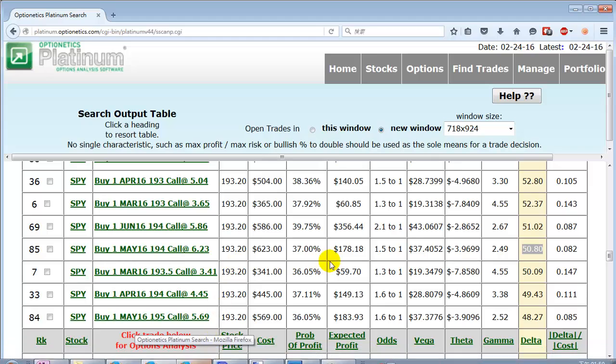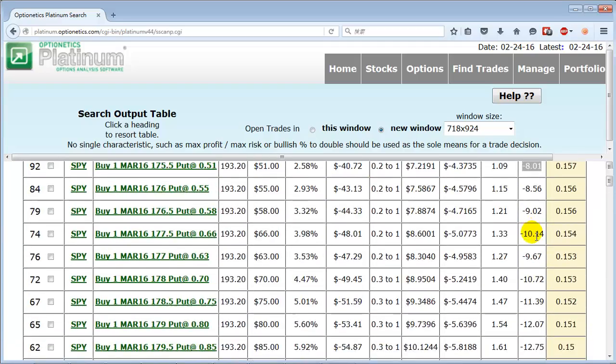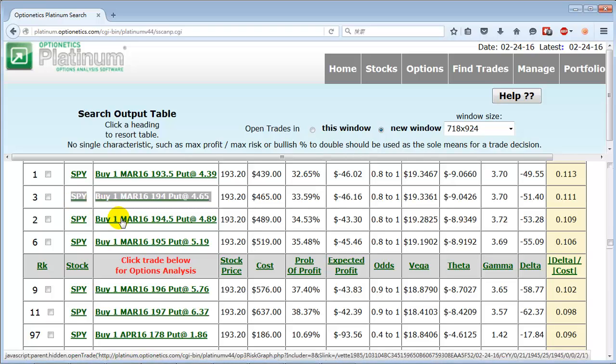So here's what you do. You buy this May call option, you get 50 delta, and then you sell this negative 50 put option, say this one. You sell this one. Now how much is your delta? Well, 50 minus negative 50 is 100. Now your delta is 100, and you get exactly as much money as you would holding 100 shares of the stock.